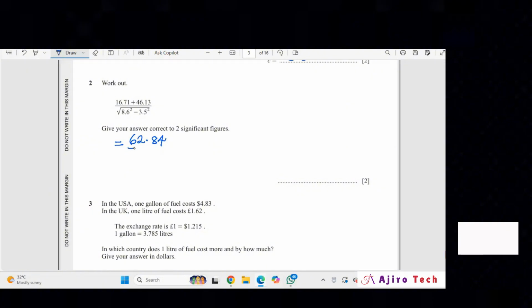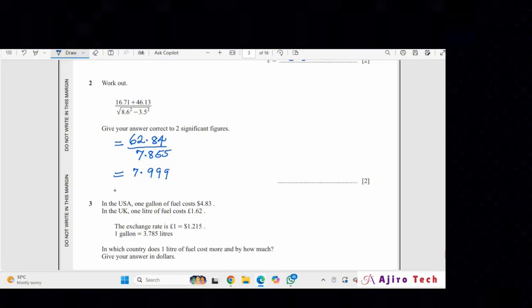Now, you divide it by the square root of 8.6 squared minus 3.5 squared. When you do the square root of this, you have to press your calculator for that. When you do that, it will give you an answer, which is 7.855. That is from my own calculator. So from here, you will now divide this together. When you divide this, it's going to give us 7.999. The number is continuous, it's still continuing, but we're going to stop at this point.